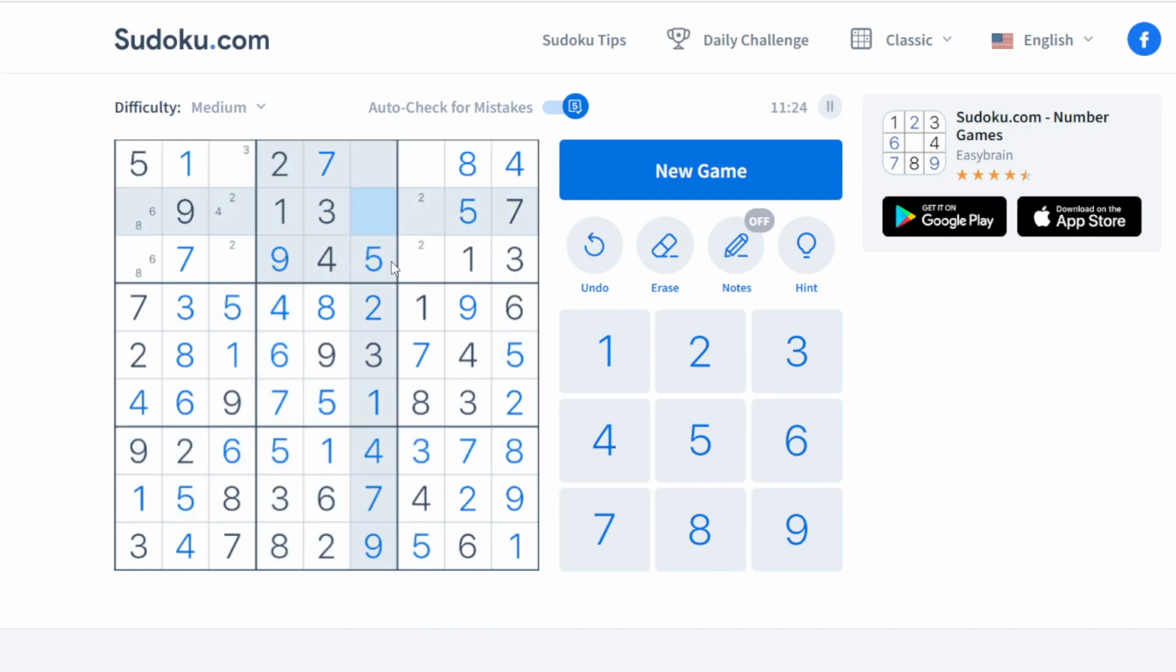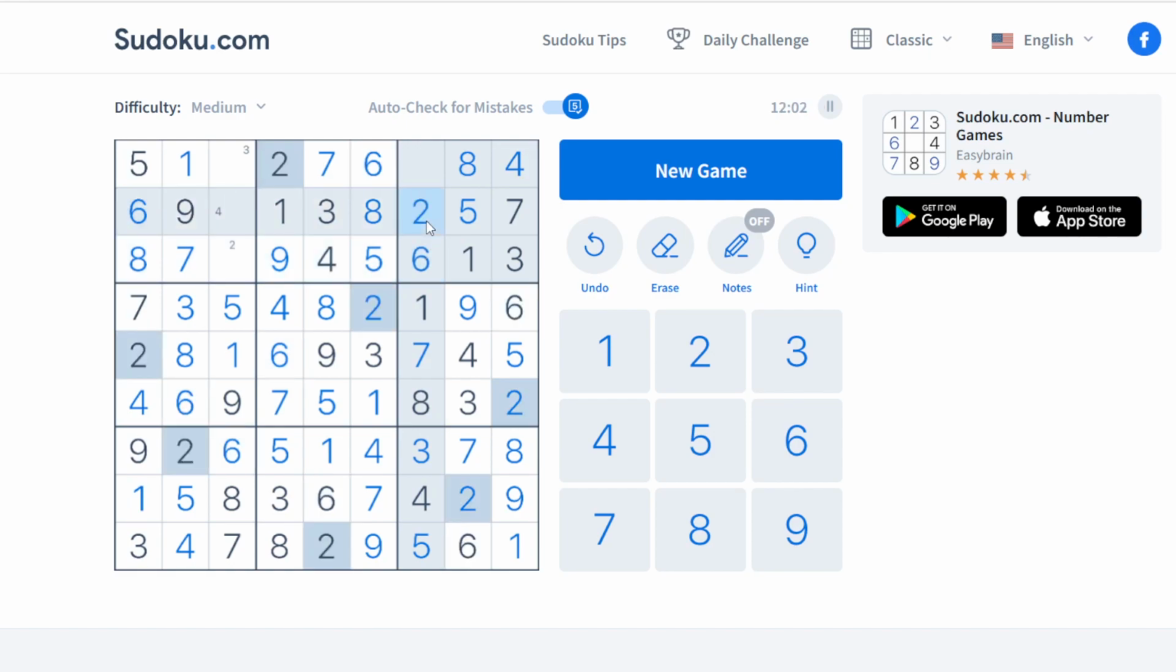1, 2, 3, 4, 5. This could be a 6, 7. This is a 6 or an 8. And this must be a 6 or an 8. However, I see we already have an 8. Therefore, this is the 6. And this is the 8. From that, we know the 8 must go right here. It looks like this is the only possible 6. Therefore, this is the 6 right there.